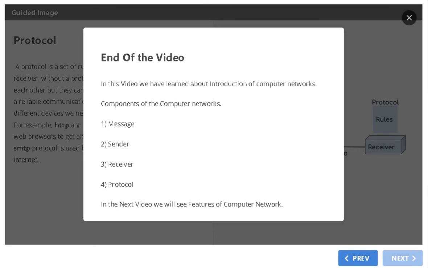In this video we have learned about the introduction of computer networks and the components of computer networks: message, sender, receiver, transmission media and protocol. In the next video we will see features of computer network.